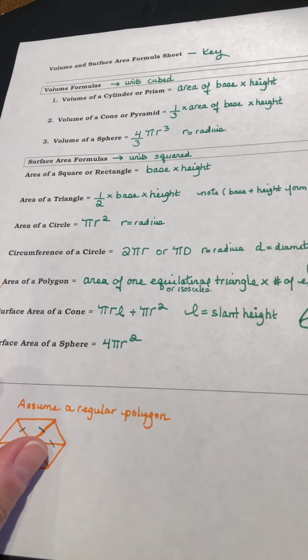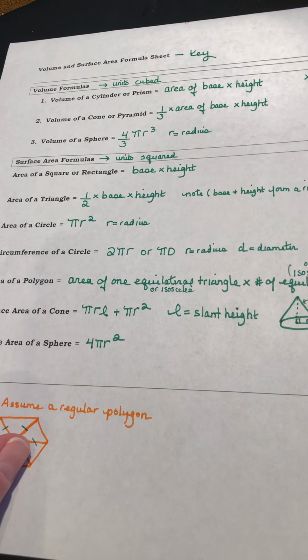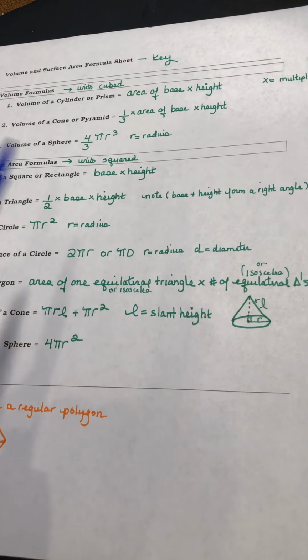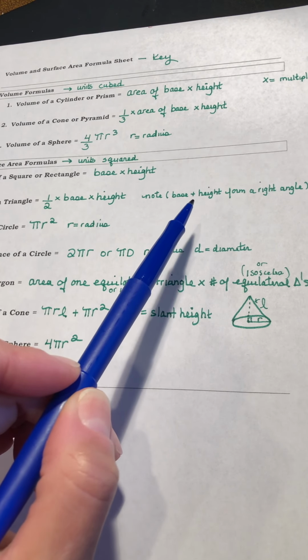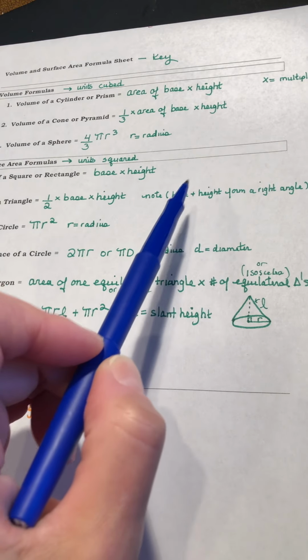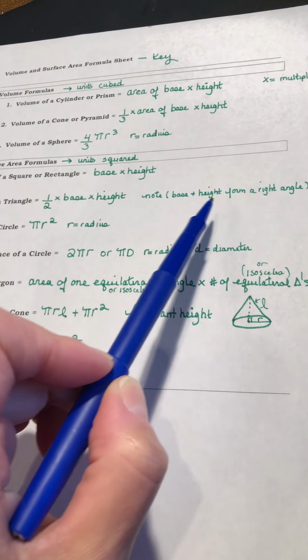Something to note when you're dealing with a triangle: the base and the height form a right angle. So if you're ever not sure which is the base and which is the height, look for that right angle.